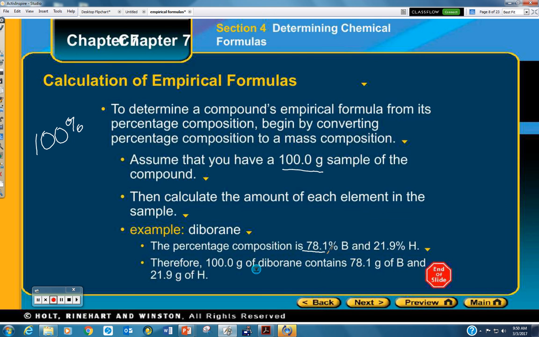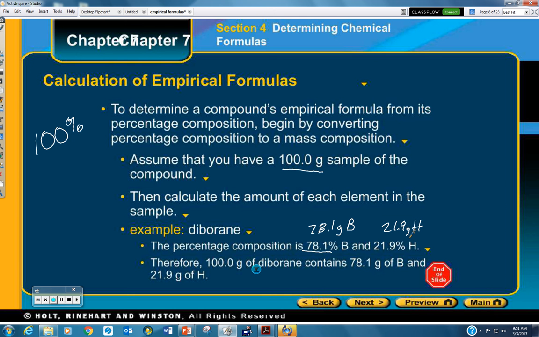If I have 78.1%, it's 78.1 grams of boron. And 21.9% hydrogen tells us that we have 21.9 grams of hydrogen. That's going to be the easiest way: we just automatically assume that those percentages are out of 100 grams, and then we can determine the mass of each element present.